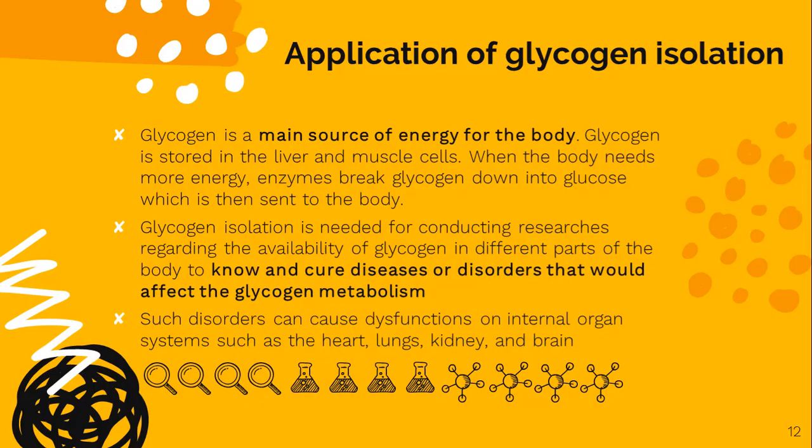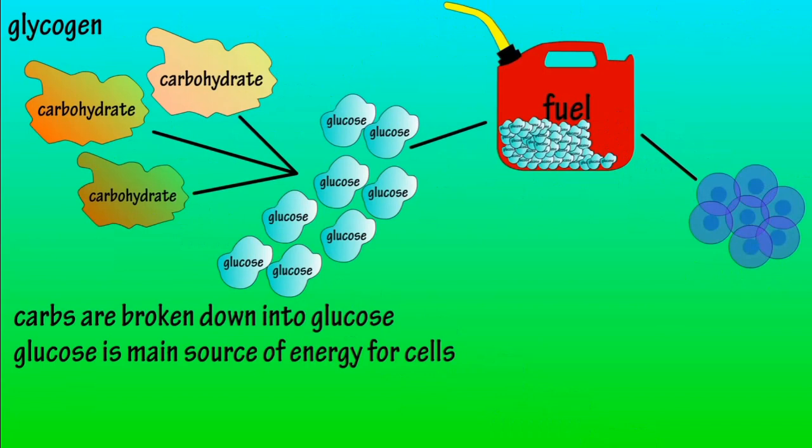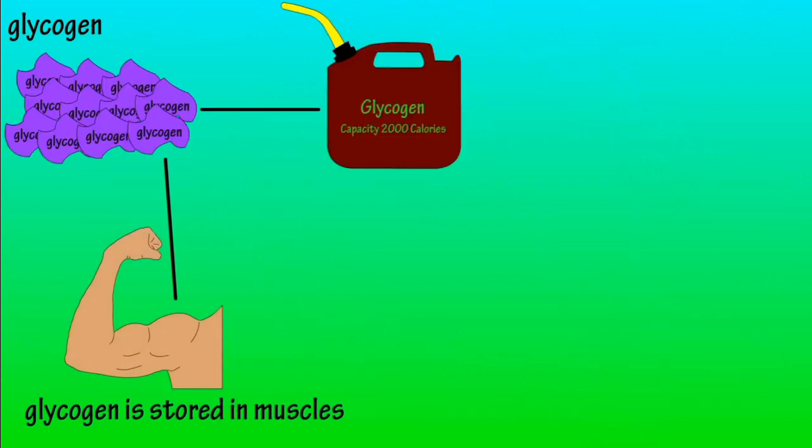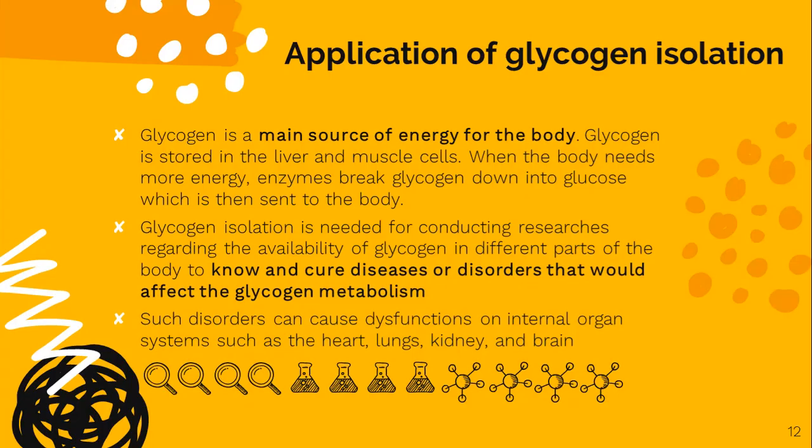Application of glycogen isolation. So we know that glycogen is the main source of energy for our body. It is stored in the liver and muscle cells. So when the body needs more energy, enzymes break glycogen down into glucose, which is then sent throughout our body. Because of this, glycogen isolation is needed for conducting research regarding the availability of glycogen in different parts of the body, to know and cure diseases or disorders that would affect glycogen metabolism.